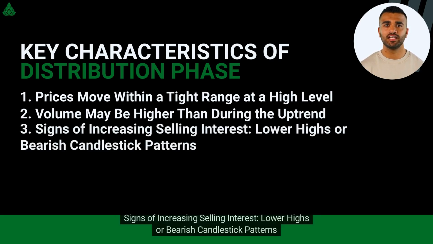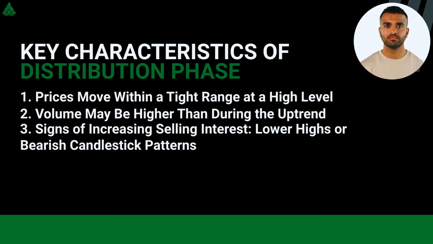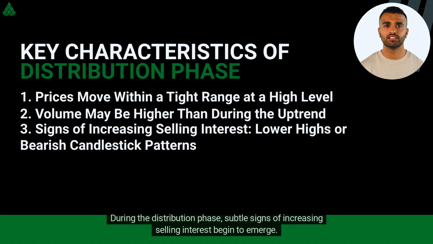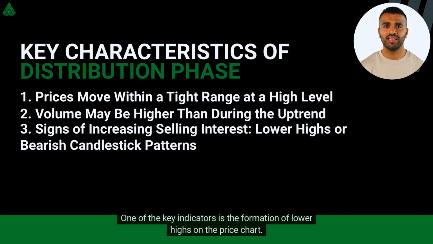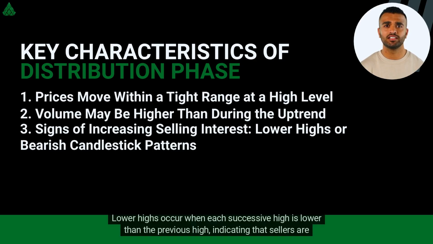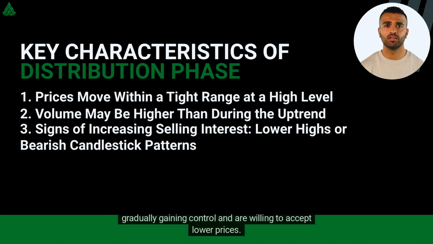Signs of increasing selling interest: lower highs or bearish candlestick patterns. During the distribution phase, subtle signs of increasing selling interest begin to emerge. One of the key indicators is the formation of lower highs on the price chart. Lower highs occur when each successive high is lower than the previous high, indicating that sellers are gradually gaining control and are willing to accept lower prices.